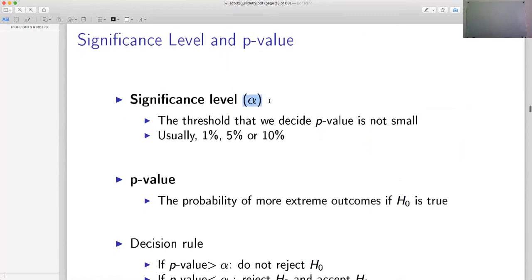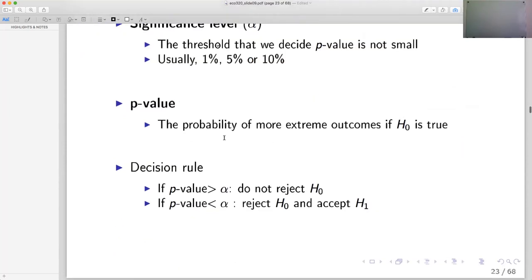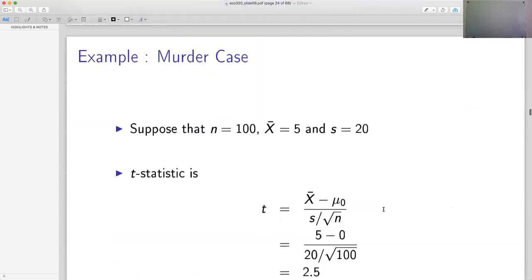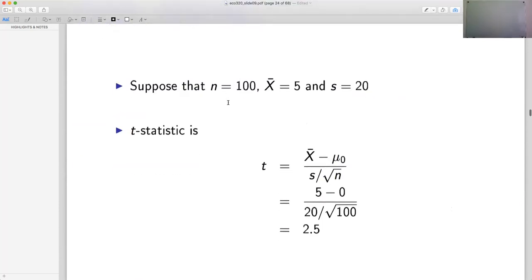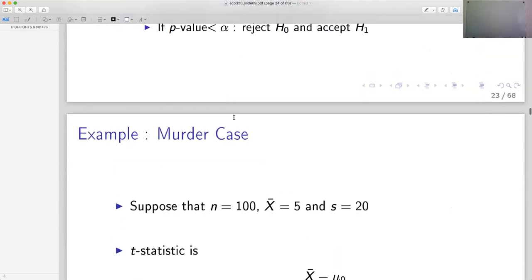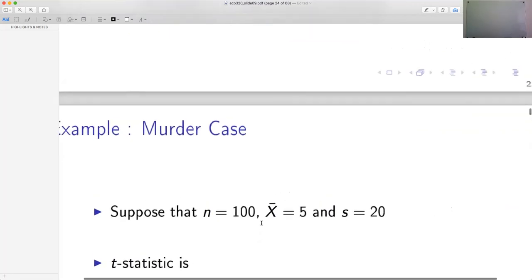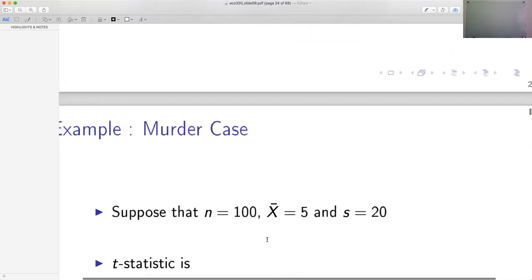the significance level of alpha is the threshold that we decide the p-value is not small, usually in this range. The p-value is the probability of a more extreme outcome if the null hypothesis is true. As I discussed before, this was the decision rule. Suppose this is a case. Before looking at that, try to look at this literature.